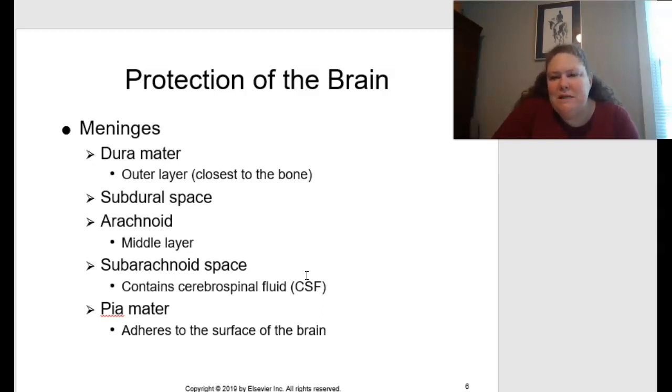My brain's not smushing up against my skull, right? There is a little bit of buffer in there so that we're not just slamming the thing that keeps us alive. Okay. So those meninges are like the dura mater.